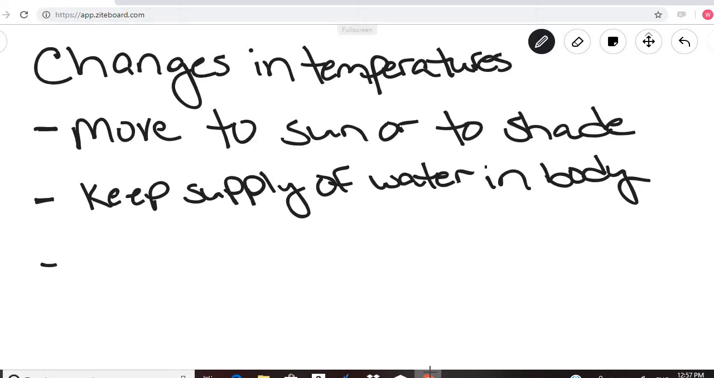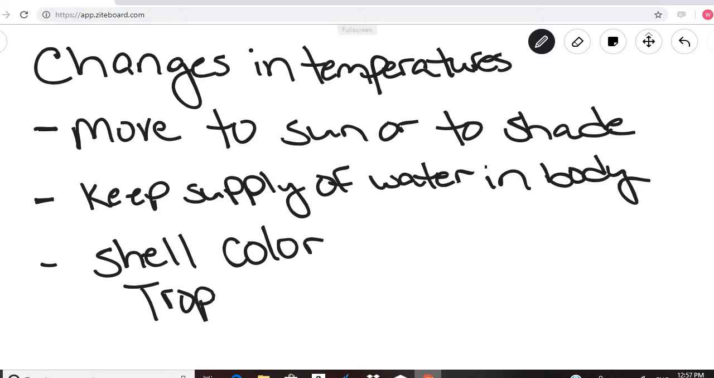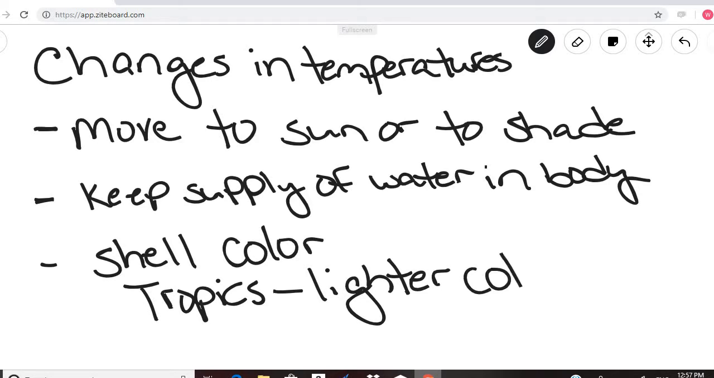And the other thing is that often, depending on the environment where the organism lives, the shell color will vary. If you're in the tropics where it's very warm, animals living in that environment are more likely to have lighter colored shells so that the sun will be reflected rather than absorbed. And in colder environments, the shell color would tend to be darker.